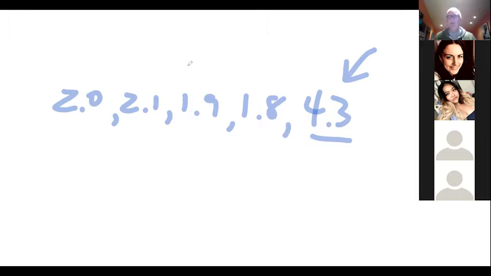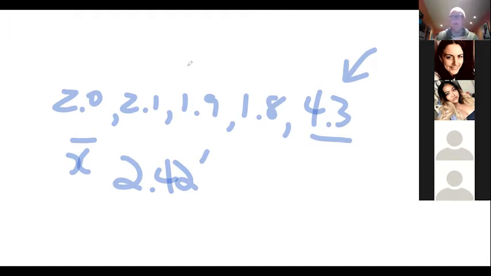So the first thing we need to do is measure the mean. So basically we just add them all together. 2 plus 2.1 plus 1.9 plus 1.8 plus 4.3 divided by 5. So we get an average of 2.42 feet. So that's our mean. Now to determine the standard deviation, we need to see how far each one of our measurements deviates from the mean.